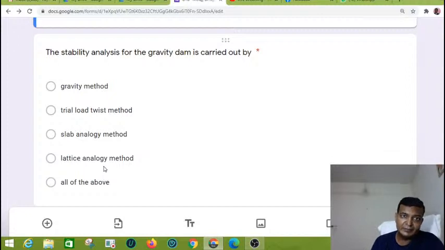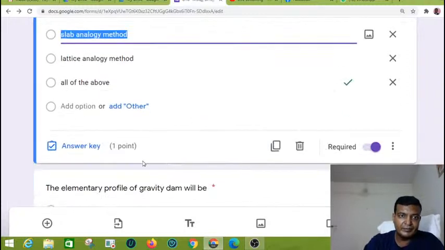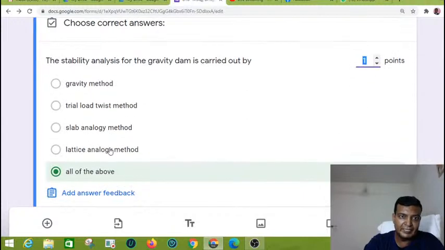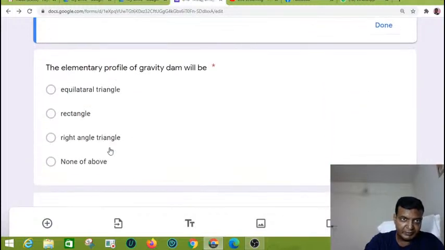The stability analysis for the gravity dam is carried out by gravity method, trial load twist method, slab analogy method, lattice analogy method, and all of the above. So the answer is all of the above, because these all are the methods which are used for carrying out the stability analysis for the gravity dam. So next objective is, the elementary profile of gravity dam will be equilateral triangle, rectangle, right angle triangle, none of the above.